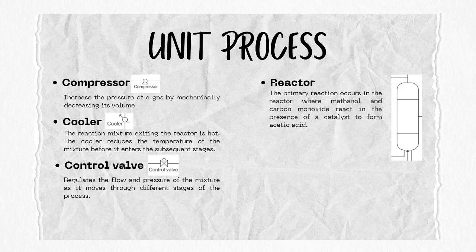And the fourth one is the primary reaction, the reactor. The primary reaction occurs in the reactor where methanol and carbon monoxide react in the presence of a catalyst to form acetic acid.